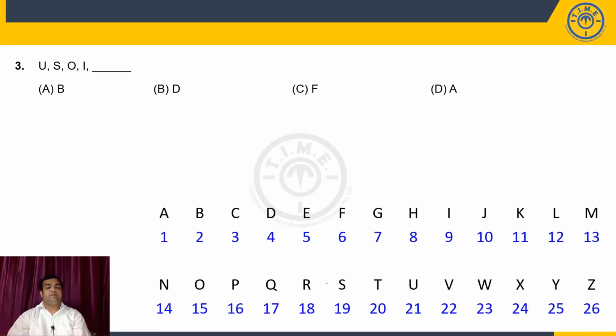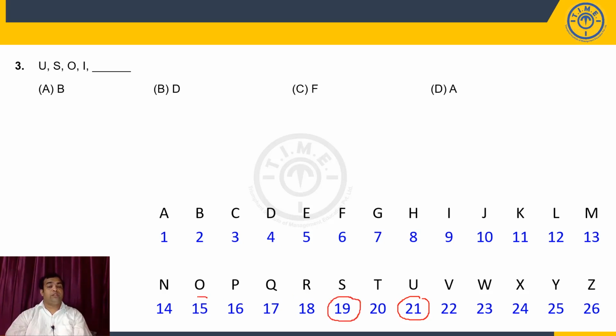USOI. So can you get the answer? Can you locate where they are? Okay, don't even write the numbers. In whatever chart I have given, you see where is U, where is S, how much backward you are going, and then you'll get some pattern. Okay? Ready with the answer? Let's see. U, 21. S means you are going 2 backward.